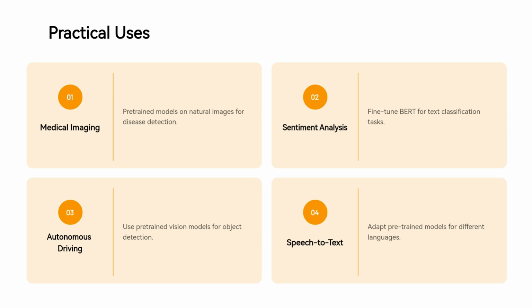Early stopping. To prevent overfitting, fine-tuning can be stopped early when validation performance stops improving. Regularization. Techniques such as L2 regularization or dropout are applied to prevent overfitting, especially when fine-tuning on smaller datasets. These techniques ensure that the model benefits from transfer learning while minimizing overfitting risks.